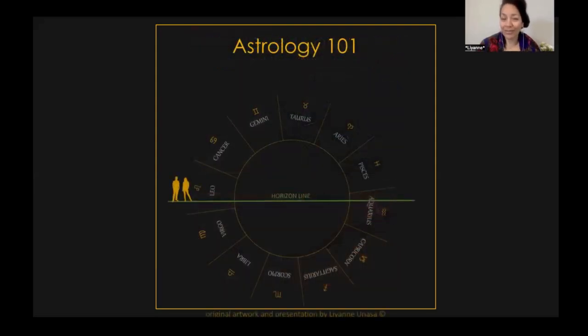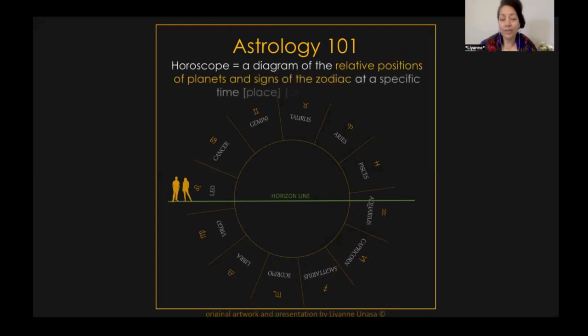Some of the basics, Astrology 101. This is important for you to understand what goes into making a light song. This is effectively the horoscope, a 2D diagram of where the planets are in relation to the signs of the zodiac at a specific time and place, either one's birth or any moment in time.